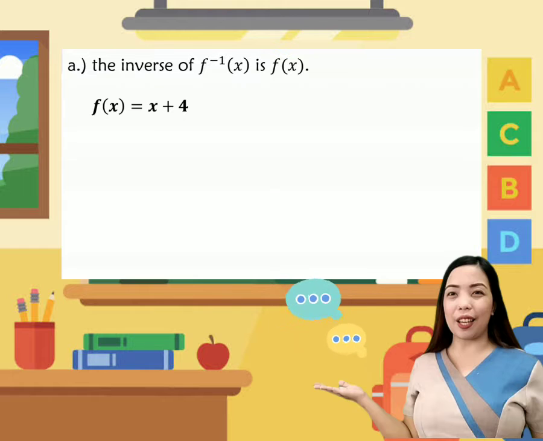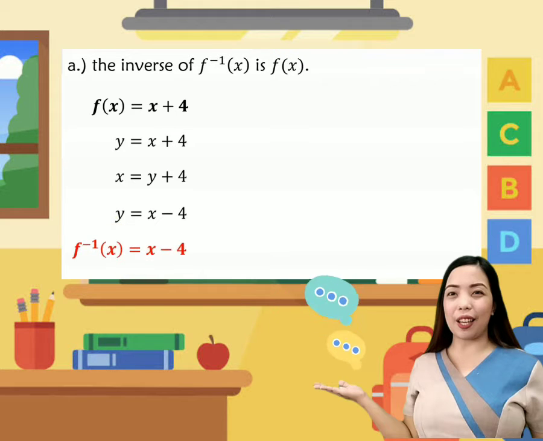The inverse of f inverse of x is f of x. Let's have an example. F of x is equal to x plus 4. So let us recall the steps. First, let us replace f of x with y. So y is equal to x plus 4. Step 2, let us interchange x and y variables. So this will become x is equal to y plus 4. And then step 3, let us solve for y. So to solve for y, let us move 4 to the other side. So this will become y is equal to x minus 4. And then we replace y with f inverse of x. So f inverse of x is equal to x minus 4.